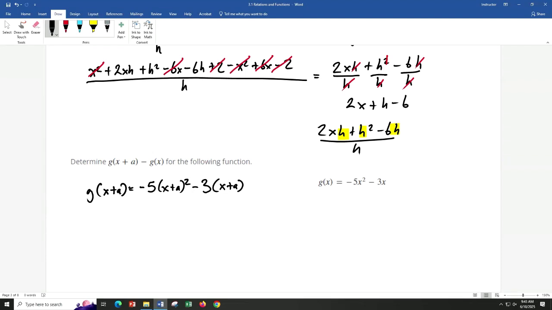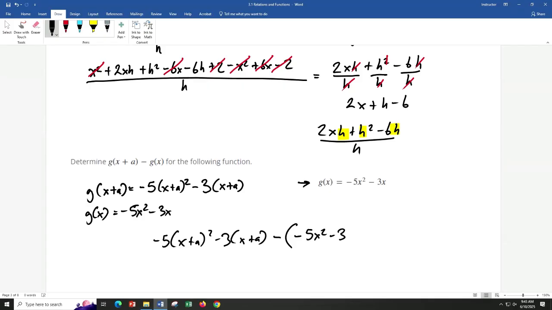And then they're saying you're going to take all of that, and then you got this other g of x here, which is just that guy. You're going to take this -5x squared minus 3x, and you're going to take all of that and go, okay, hey, -5 times x plus a squared minus 3 times x plus a minus, because of that minus, I'm throwing up a what? Parenthesis, -5x squared minus 3x. And now you're just in cleanup mode.